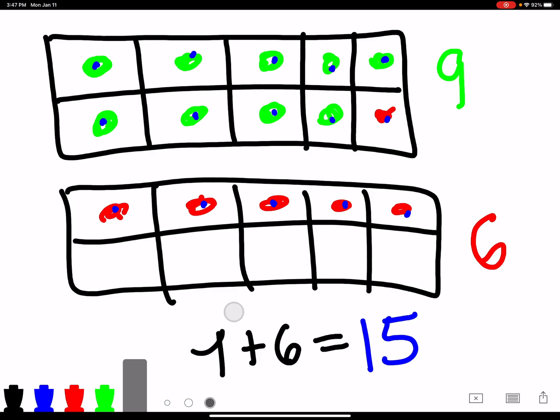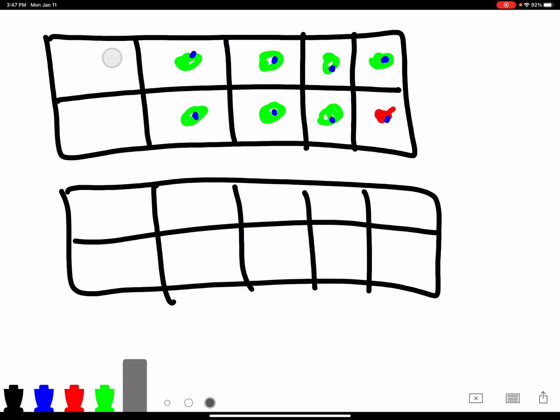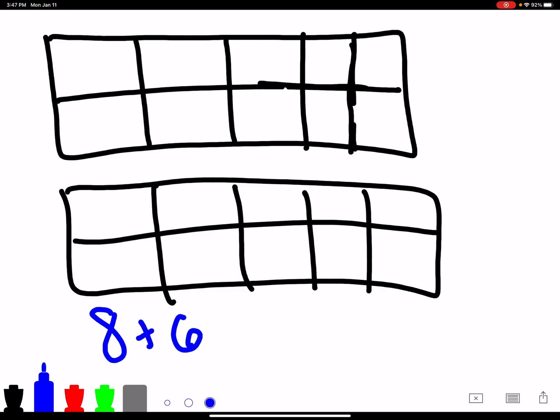Okay. Now I'm gonna keep my tens frame, but I'm gonna erase the dots. Bye bye dots. Okay, I'm gonna fix my here and here. Okay. So we have a new number. We have 8 plus 6 equals what? So how will we use the 2 dots?